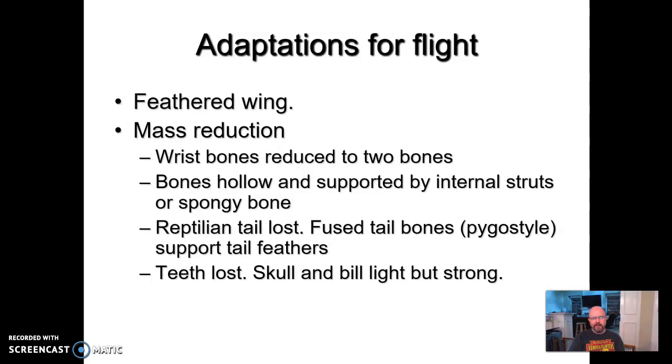Other adaptations for flight, losing that long tail. Why do you need a tail to fly? Instead, the tail bones are reduced and fused into that pygostyle to allow the tail feathers to support and adjust for flight. Losing teeth. They don't need teeth. Their beak allows them to eat well enough. The skull and bill are light but strong.